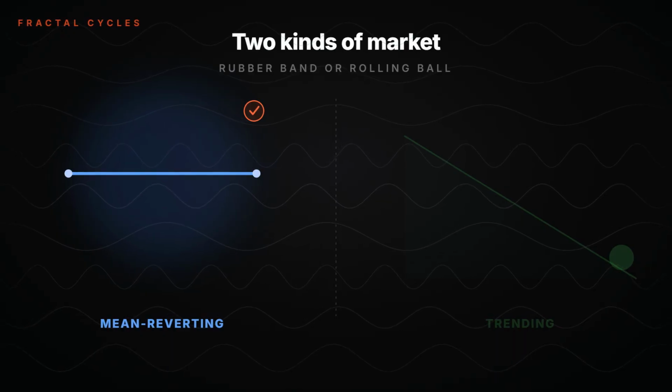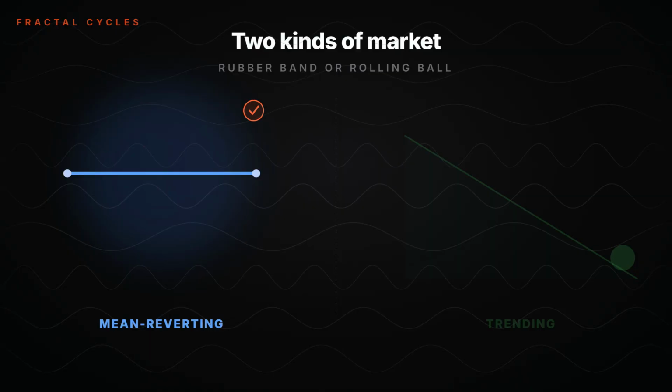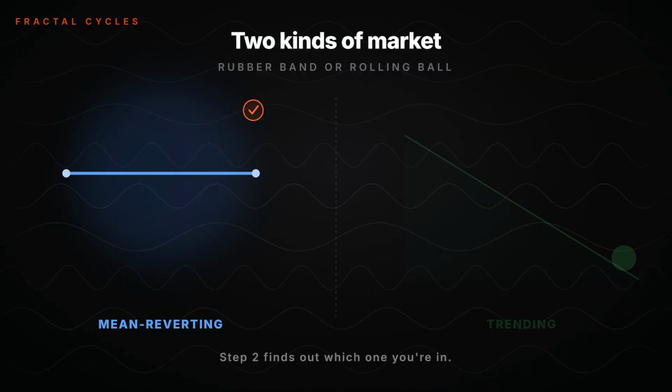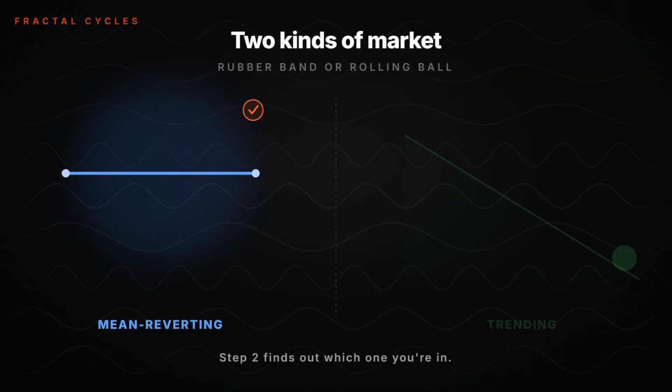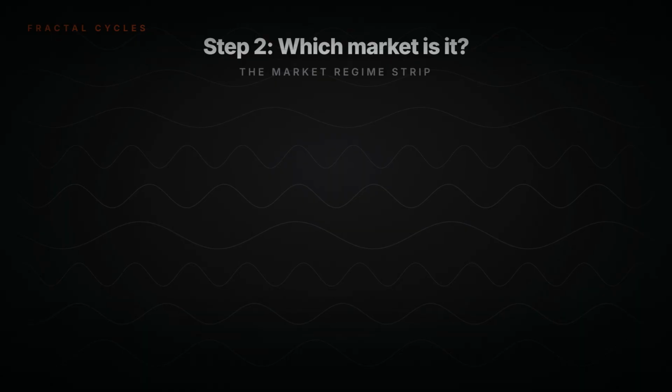A stretched rubber band market is the moment when a turn becomes genuinely likely, whereas a stretched rolling ball market can simply carry on rolling and become more stretched still. Buying every stretched reading in a rolling market is therefore one of the oldest ways there is to lose money. And so before I trust step 1 at all, I need to know which of those two markets I am actually looking at. Step 2 answers that question for you, and it uses something called the market regime strip.